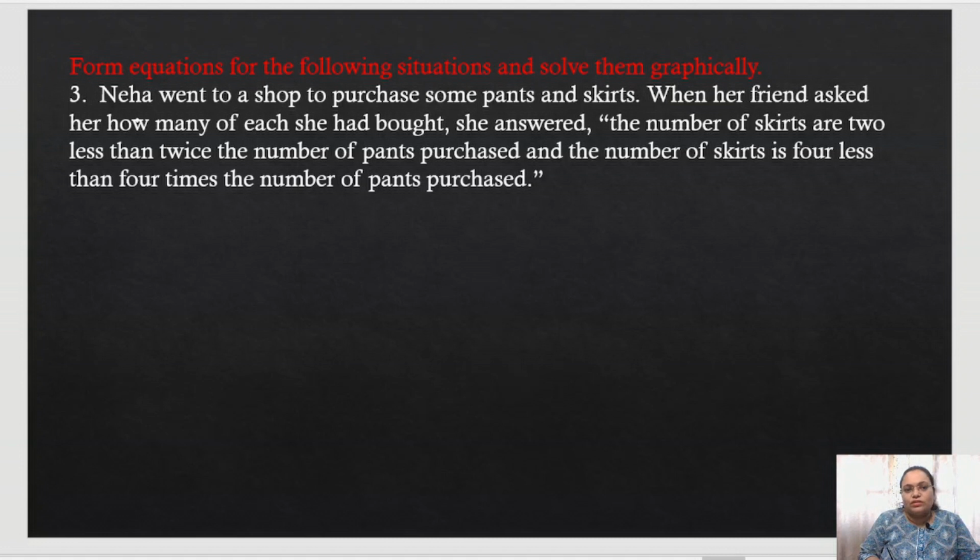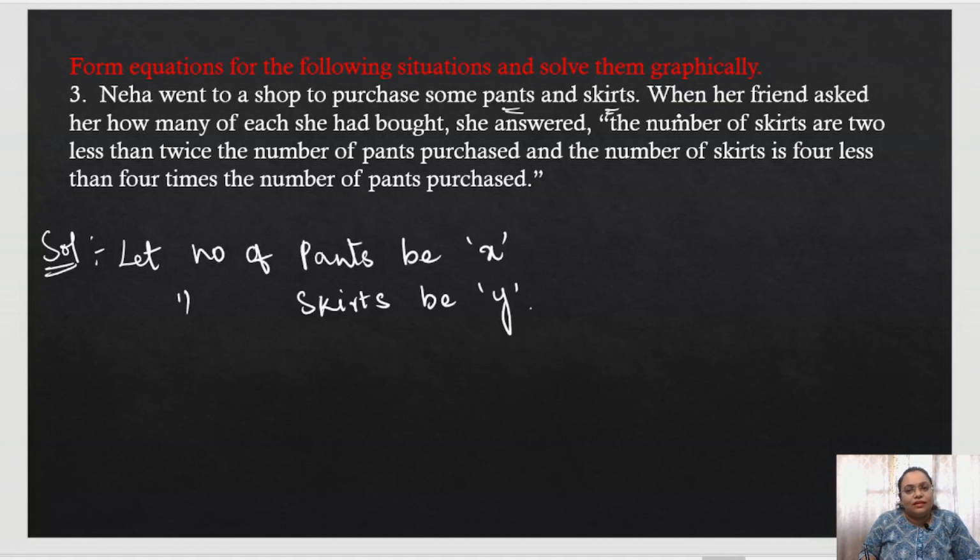So the third question, Neha went to a shop to purchase some pants and skirts. So let the number of pants be x and the number of skirts be y. When her friend asked her how many of each she bought, she answered, the number of skirts is two less than twice the number of pants purchased.